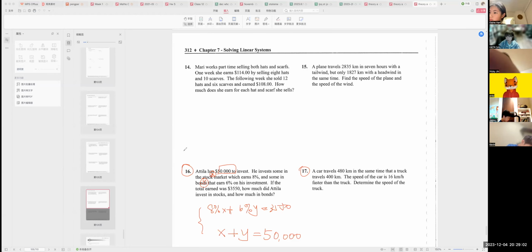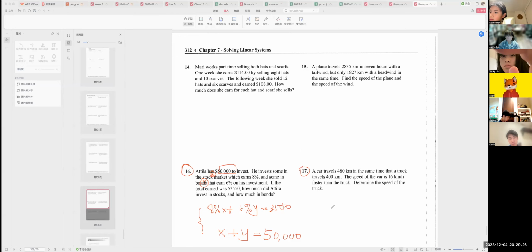Get it, everybody? Okay, because for example, if he put $10,000 in the stock market, he would earn $800. Understand, Kevin? The rest, $40,000, will be in the bond, so $40,000 times 6% will earn like $2,400. Get it, everybody? So I'm not going to go through this one because it's pretty easy. We just take a look at number 17.